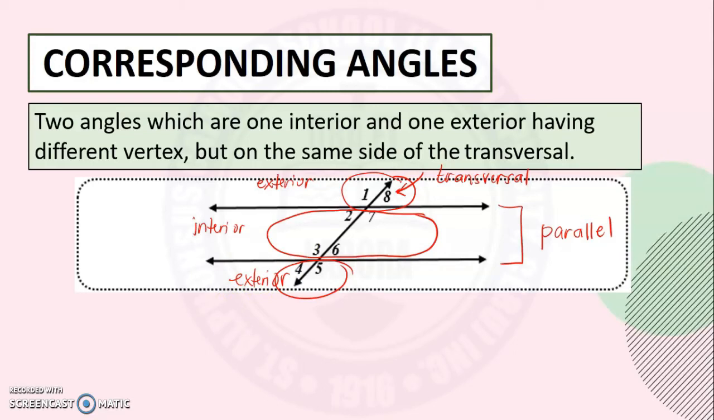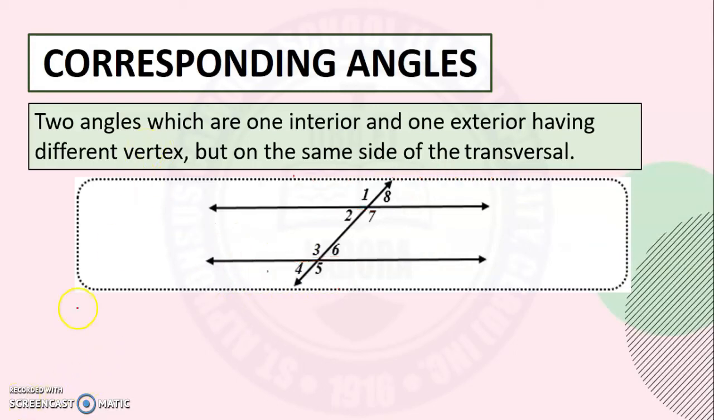Okay. Now, aside from these parts, we also have this area here. This area is the left side of the transversal, while this area is the right side of the transversal. That means angle 1, 2, 3, 4 are on the same side, while angle 8, 7, 6, and 5 are also on the same side, which is in the right side.